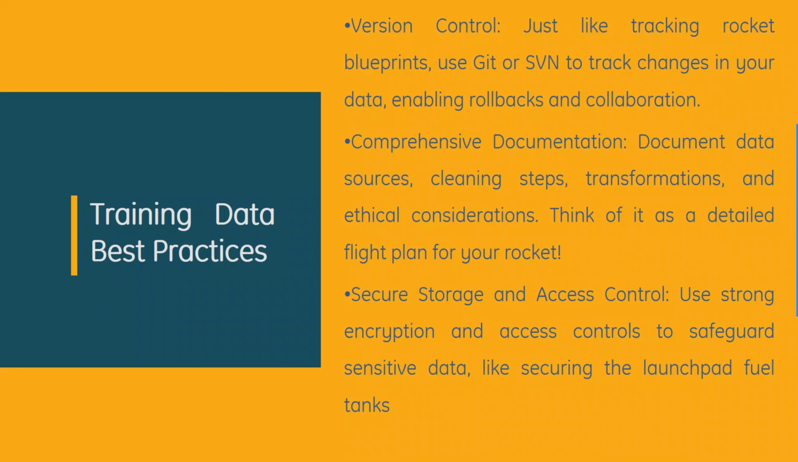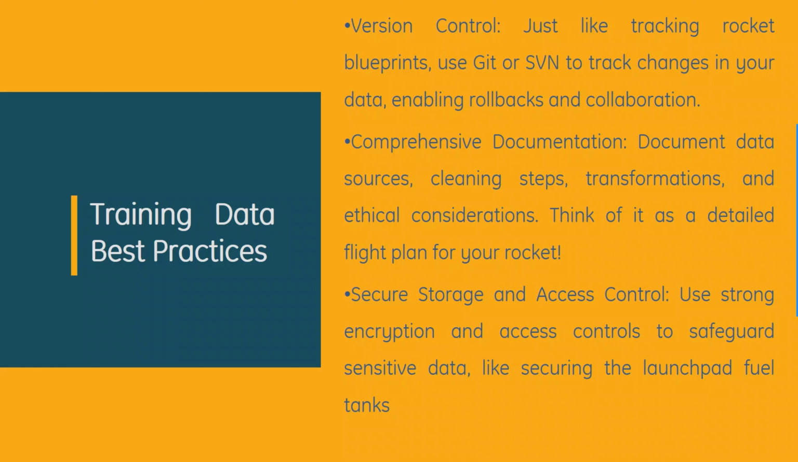Next, what are some of the best practices in training data? We have, firstly, version control, like tracking rocket blueprints. Use Git or SVN to track changes in your data, enabling rollbacks and collaboration. Then we have comprehensive documentation: document the data sources, cleaning steps, transformations and ethical considerations. Think of it like a detailed flight plan for your rocket.